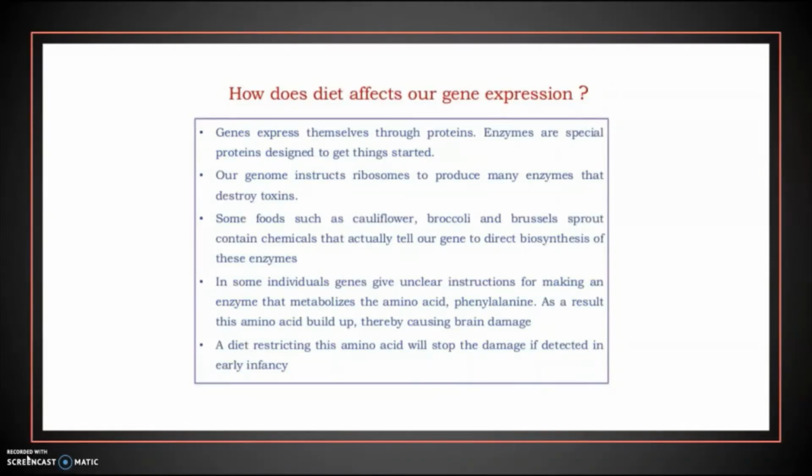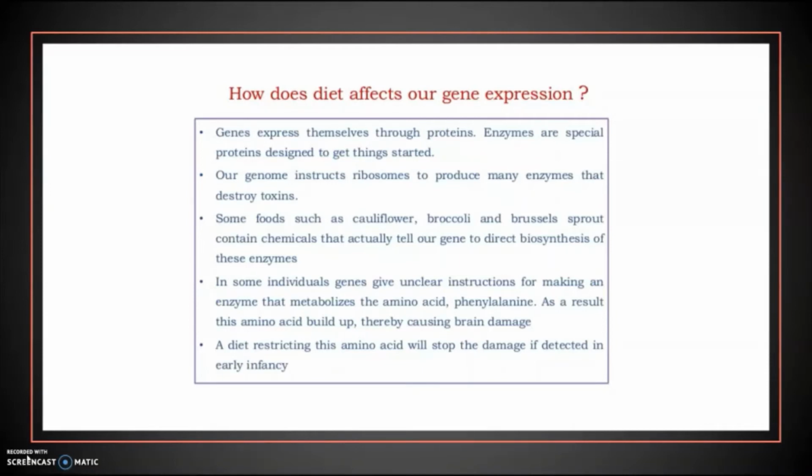Now we will see how the diet affects our gene expression. Genes express themselves through proteins. So normally the genes will express their characteristics through the proteins. Enzymes are also basically proteins. So enzymes are responsible to get things started for the initiation of a particular metabolism. Our genome instructs ribosomes. Genome means our genes will instruct the ribosome. Ribosome is the cell organelle to produce many enzymes that destroy the toxins.